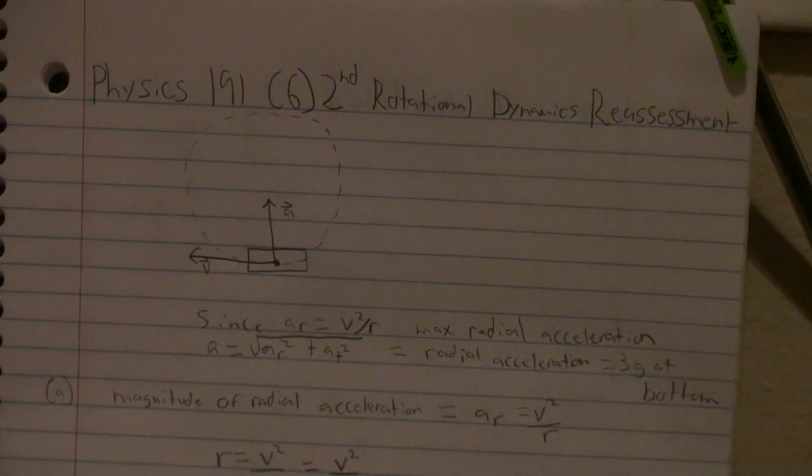Now, the magnitude of the acceleration is a is equal to the square root of a sub r squared plus a sub t squared. And because of this, the radial acceleration component has a magnitude of 3.0 g at the bottom. And then to find Dave's apparent weight, we don't need to use his numerical value of the radius found in part A, because we already know that his acceleration is upward and that it has a magnitude of 3.0 g.